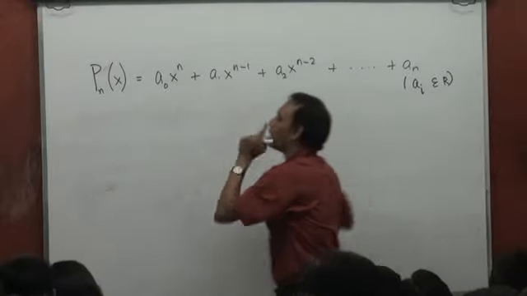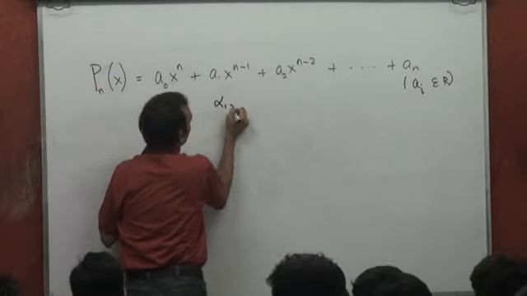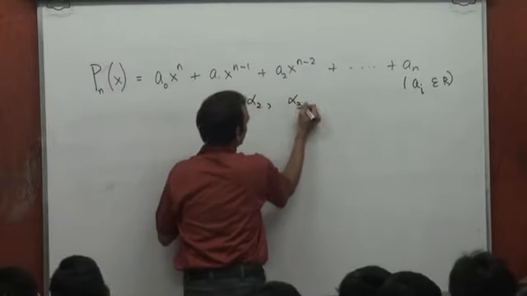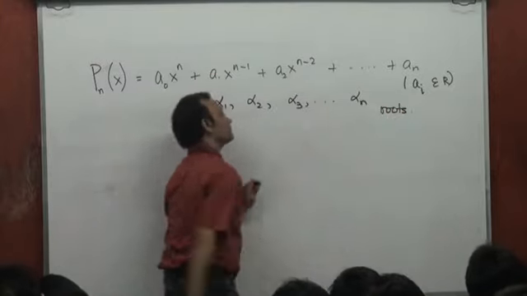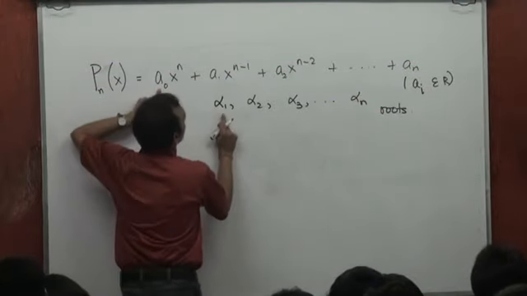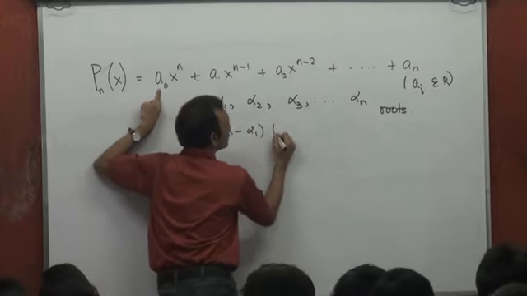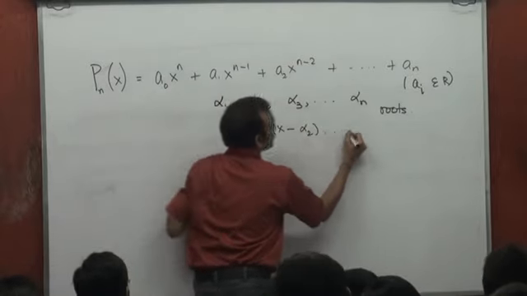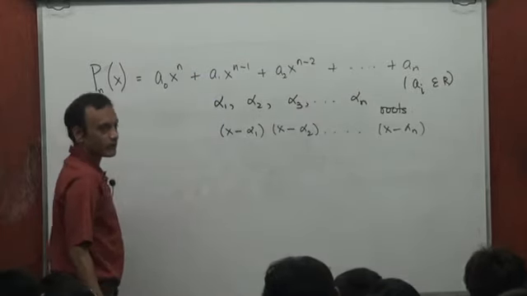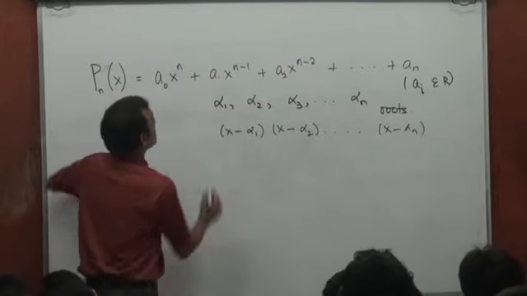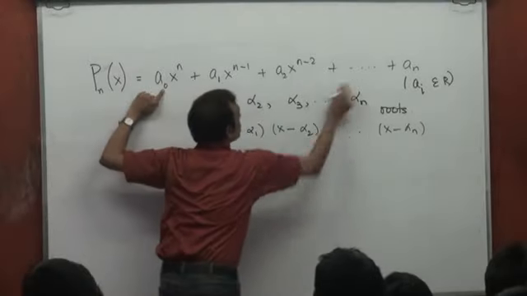Now, if this polynomial has n roots, say alpha 1, alpha 2, alpha 3, alpha n, these are the n roots of this polynomial. It would have a factor x minus alpha 1, it would have a factor x minus alpha 2, it would have a factor x minus alpha n. Right.